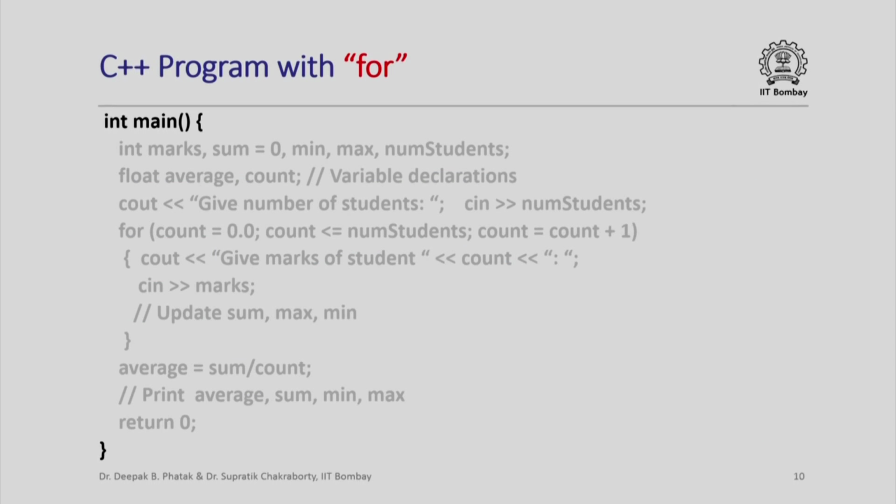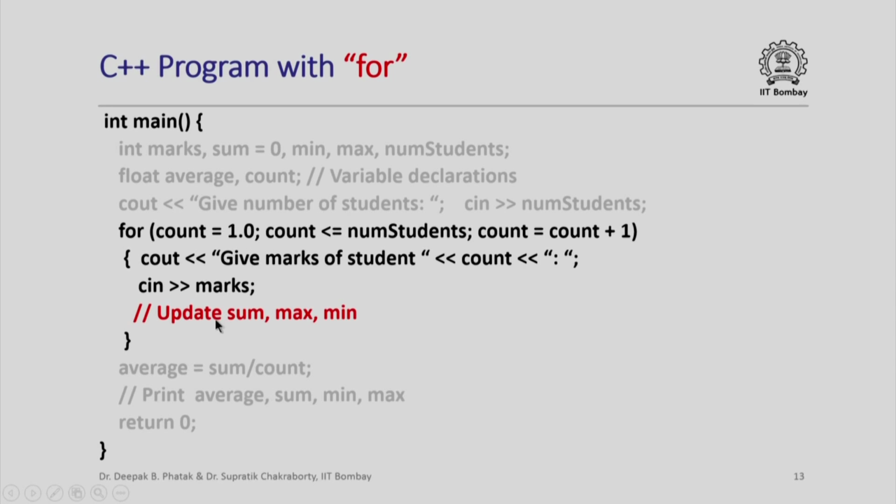We have the main function and then we have our usual variable declarations. We have already seen these earlier in a previous lecture. We ask for the number of students and input the number of students, and now we have our for loop where we are initializing the value of count, checking the loop condition whether count is less than or equal to number of students, writing that count must be incremented by 1, and then inside the body of the for loop we ask for the marks of each student, read in the marks and update the aggregate sum, max and min.